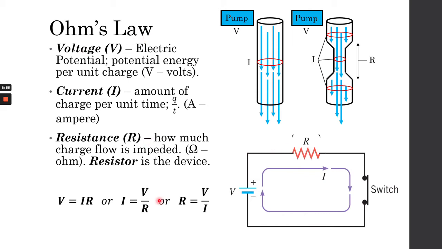So ganun yung Ohm's law. So this is an equation that I want you guys to be very familiar with. The voltage is equal to the current multiplied by the resistance. And using simple algebra, you can derive the equation for the current and resistance, which is basically current is equal to the voltage divided by the resistance, or resistance is equal to the voltage divided by the current.